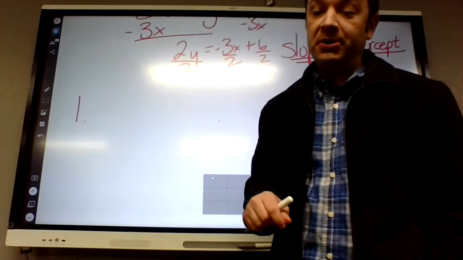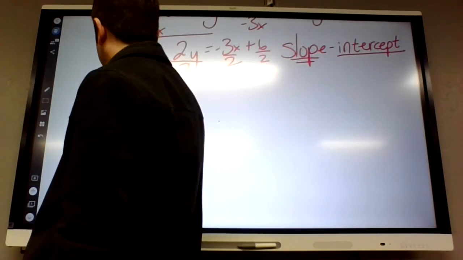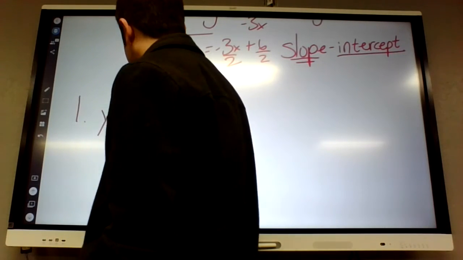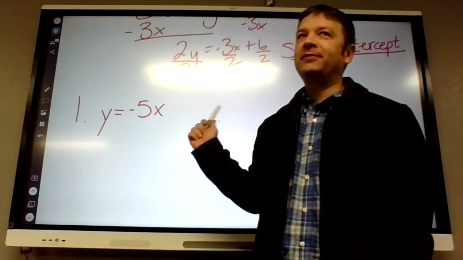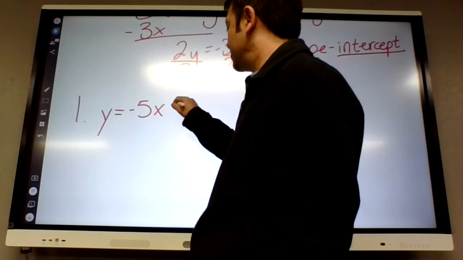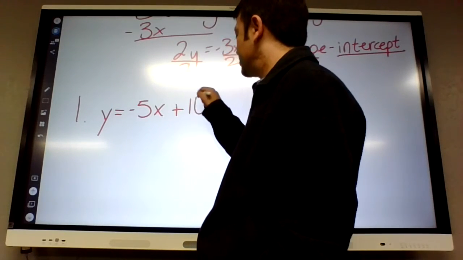So on number one, the slope, the m, is negative 5. So we're just going to put y equals negative 5x. And then what comes after the x? Plus 10. Right, the y-intercept. So in this case, it's 0, 10, or just 10. So just put plus 10.